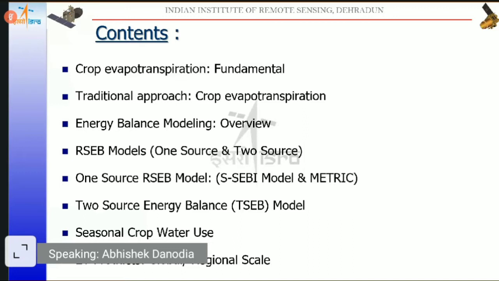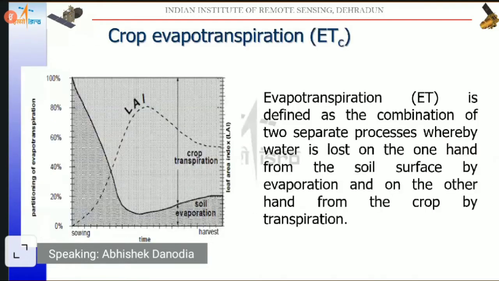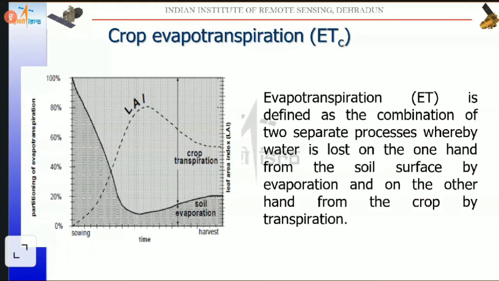Very first, what is crop evapotranspiration? Crop evapotranspiration is simply the combination of two separate processes. One is evaporation and the second is transpiration. Evaporation is the water loss from the soil surface, whereas transpiration is the water loss from the plant or crop surface. Combined, it is called crop evapotranspiration.